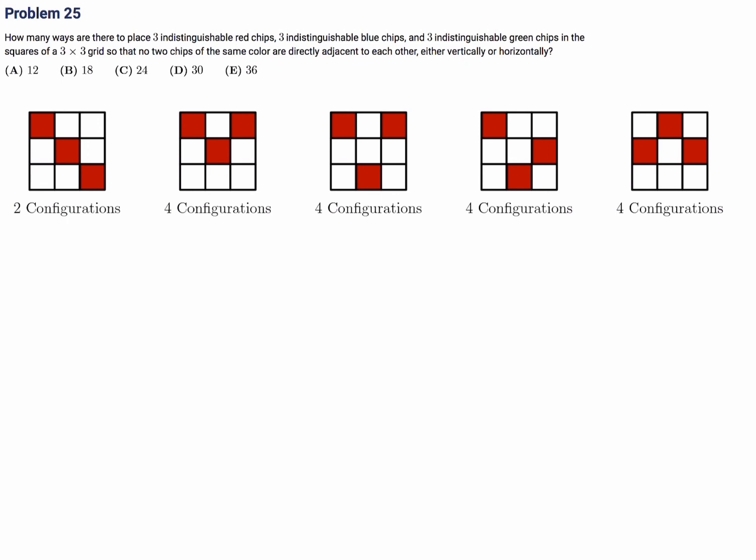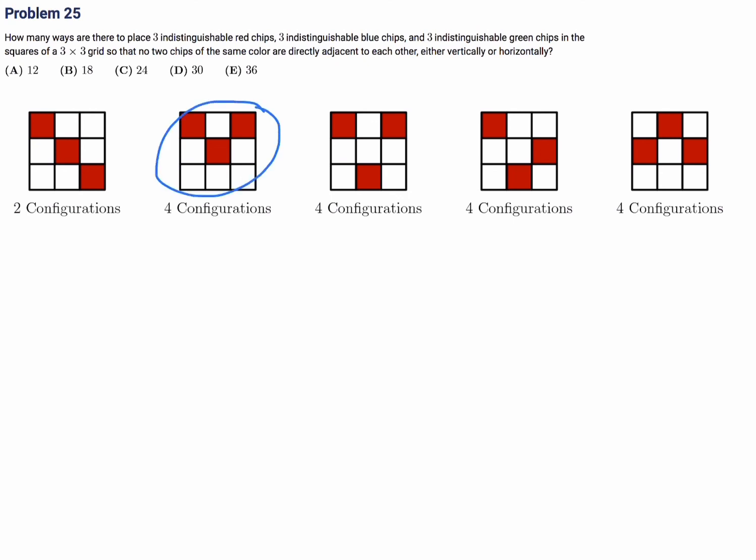So first, let's just concentrate on the red chips, and then we'll talk about the blue and the green. So the red chips, these are the possible configurations that you can put them in order to satisfy the condition of the question, which is that no 2 chips of the same color are directly adjacent to each other, either vertically or horizontally. And as you can see, that is satisfied. Now, for this one, there's 2 configurations. Why? Because you can also put them in this corner and that corner. So that would be why it's 2 configurations.